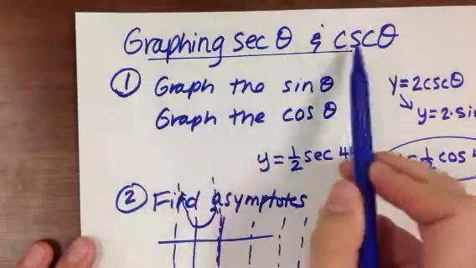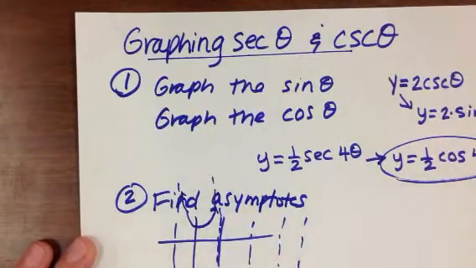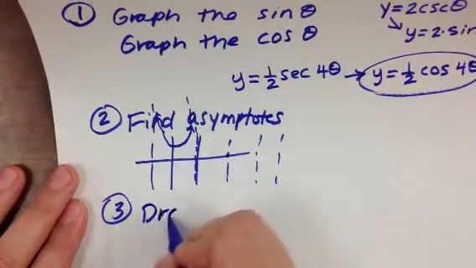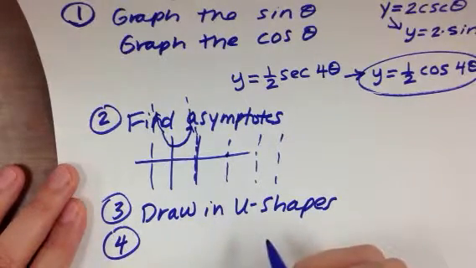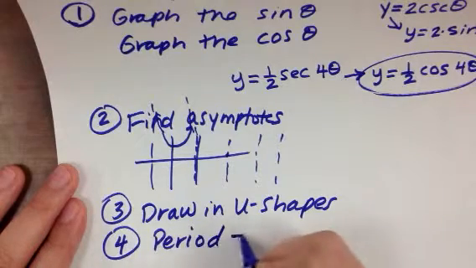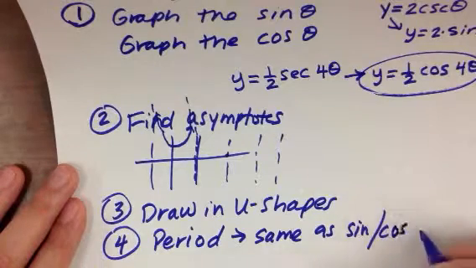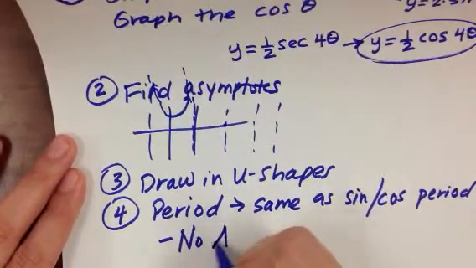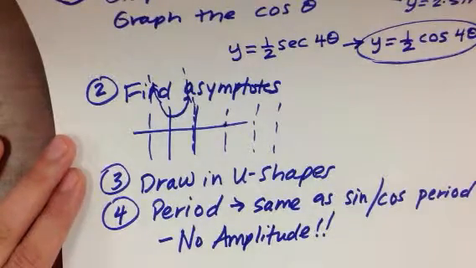So if you're graphing secant and cosecant, the first thing you do is graph your sine or cosine graph. The second thing is you draw in your asymptotes. Remember, those are always where the sine or cosine is equal to 0. The third thing you do is draw in your U-shapes. Pretty easy. And step 4, name your period. Your period is going to be the same as whatever the sine or cosine period was. And just remember, there is no amplitude.